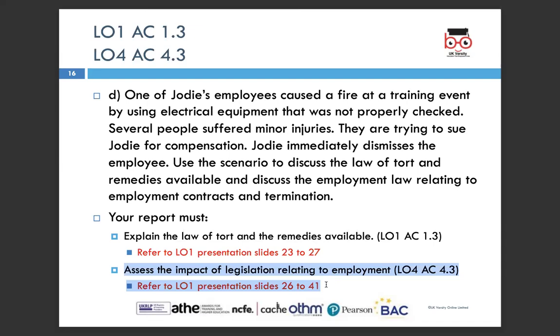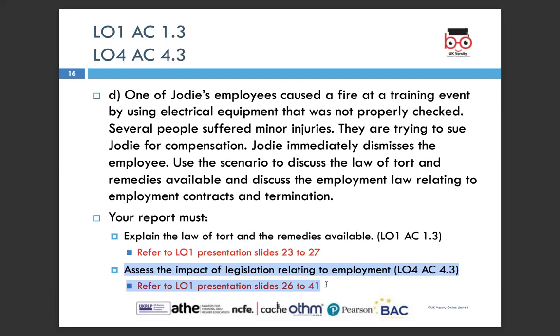Termination of employment, dismissal procedure: explain the proper procedure for dismissal in employment, including providing notice and following disciplinary procedure. Then you can talk about unfair dismissal: assess whether Jodi's immediate dismissal of the employees was lawful or if it could be deemed unfair. So this is a very interesting point.